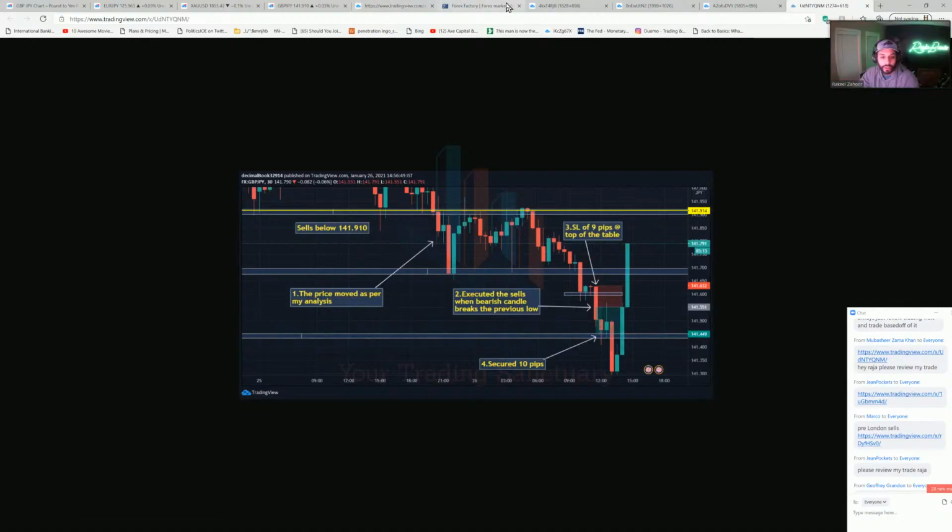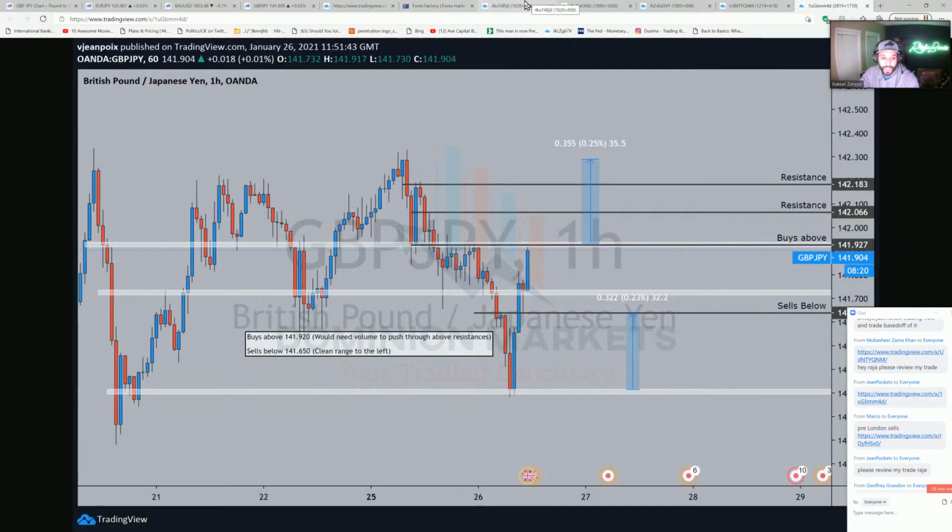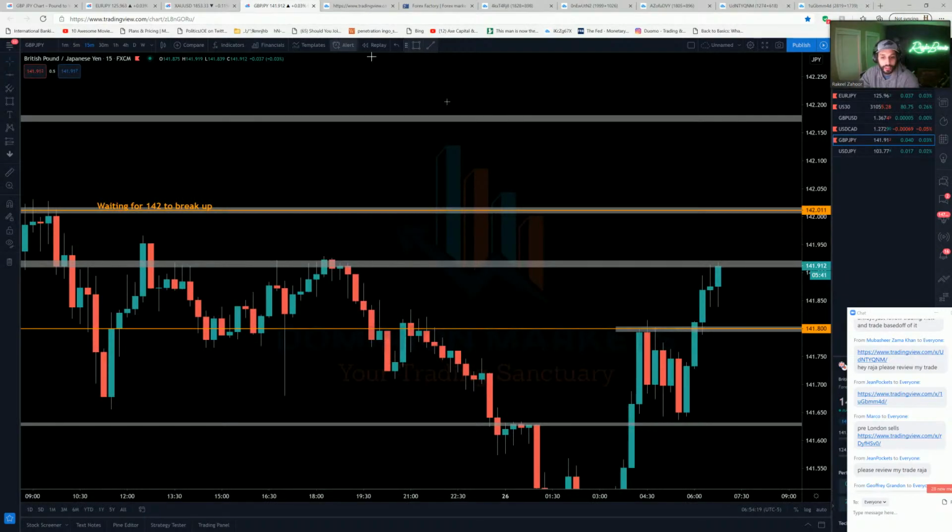All right, let's take a look at this chart. Executed sells, price came down, very nice trade. Let's take a look. I'm looking for analysis here. Okay, buys above 141,920 would need volume to push through. I agree with that. Sells below 141,650. This area there. Yeah, we're trying to push up over here.